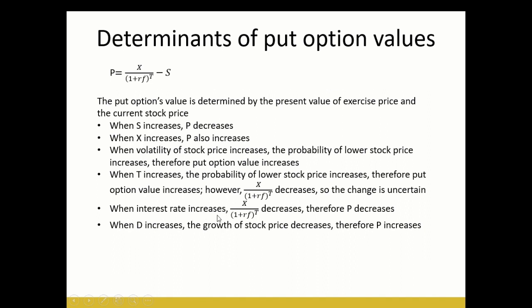When the interest rate increases, this term decreases, so the put option value decreases. That is straightforward. And last one, when the D increases, the growth of the stock price decreases, therefore P increases. This is also easier to understand, right? Because if the growth of the stock price decreases, then the possible value of the stock price also decreases, which will increase the put option's value.